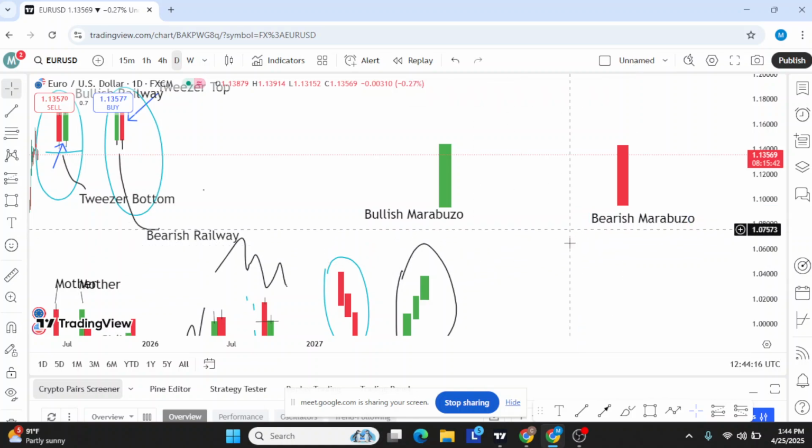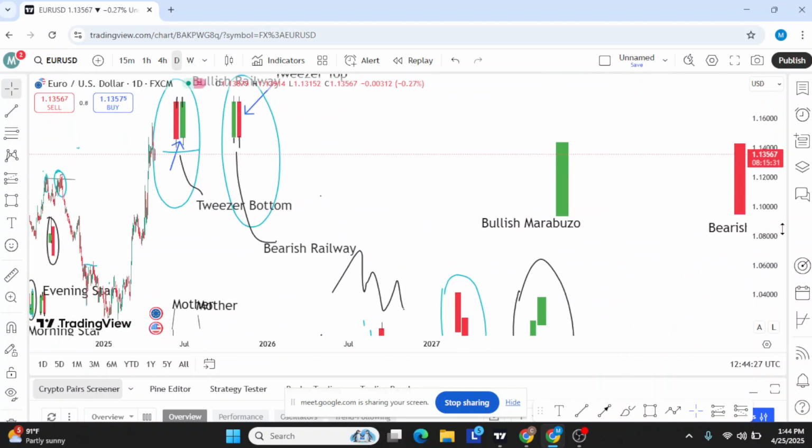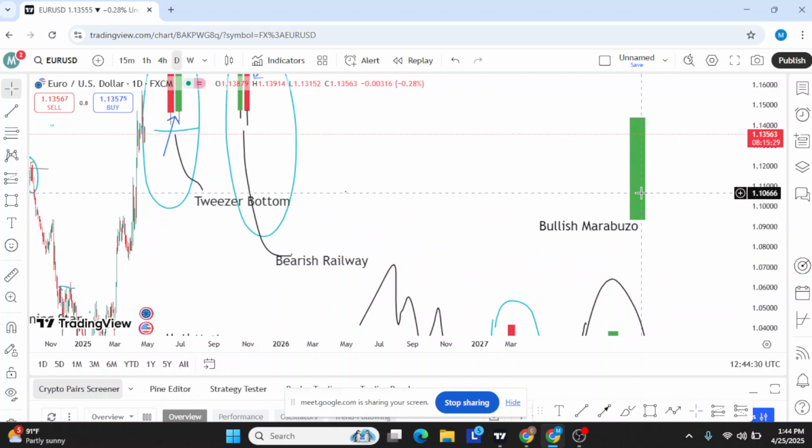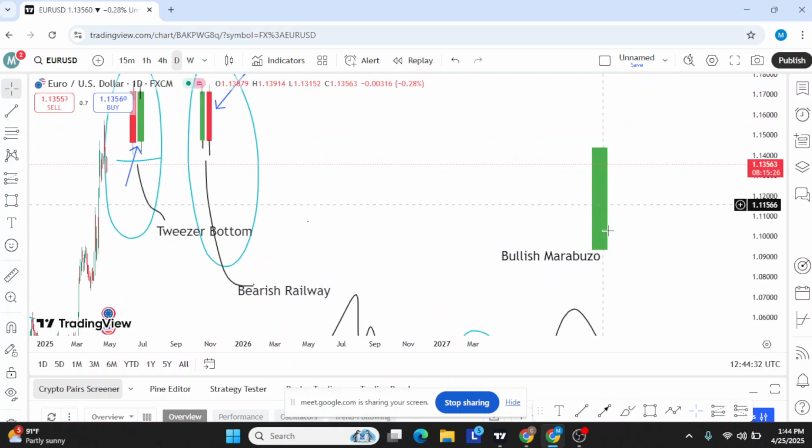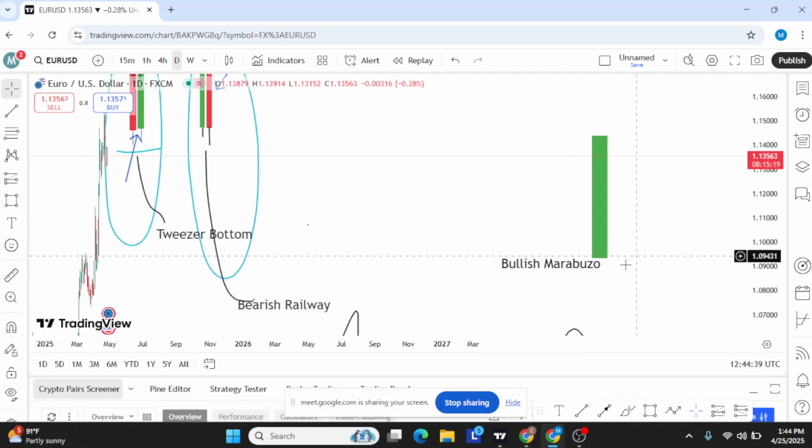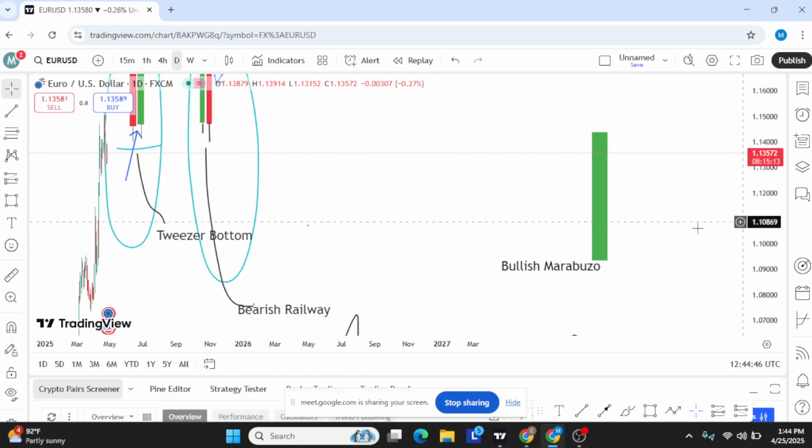So, like I always say, the bullish Marabuzo and the bearish Marabuzo are a very, very strong candlestick pattern confirmation. In the sense that with this bullish formation, it is a total domination. There is no room for the sellers. The candle opens here and closes up here, so it is an indication that there is buy pressure during this period of time.